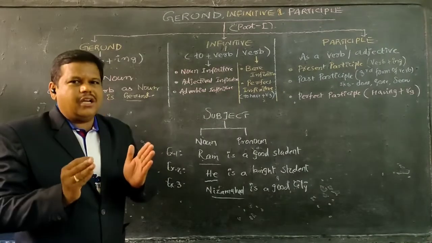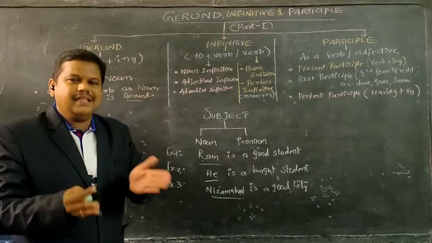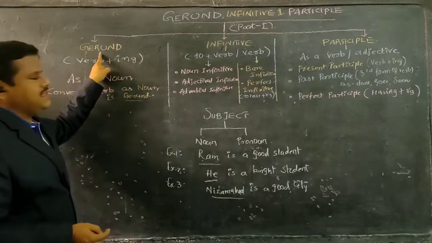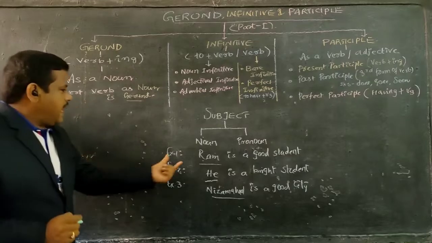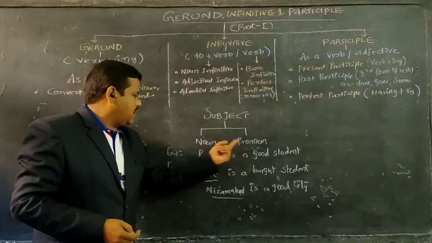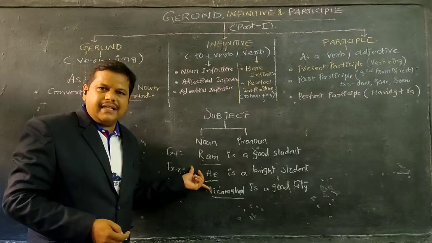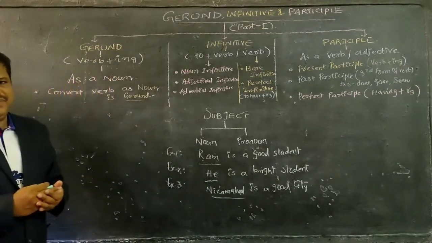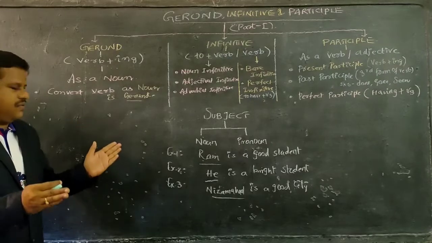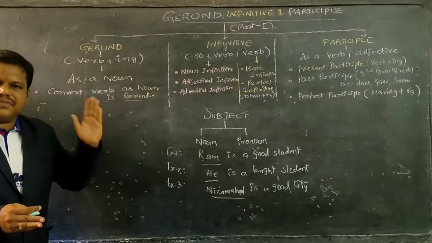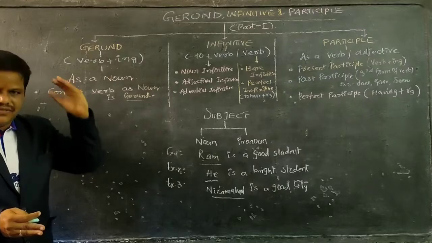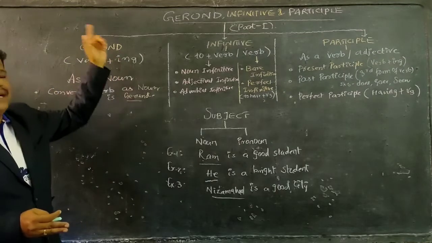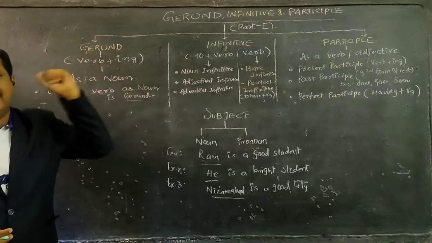Now, when you are taking a verb in the place of a subject, used as a noun, it is called a gerund. Once again, I will repeat. Directly taking nouns or pronouns as subjects, they are called nouns and pronouns. When you are taking a verb in the place of a noun, adding the ing form, then it is called a gerund.